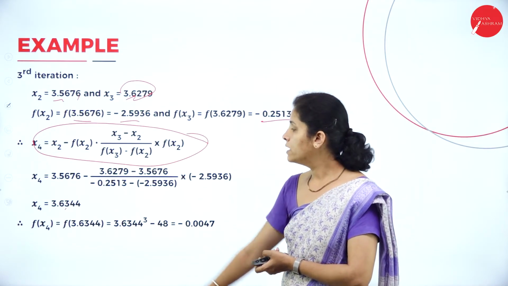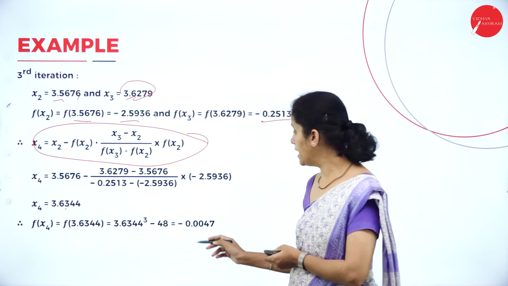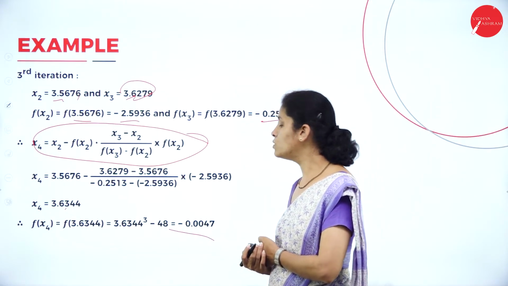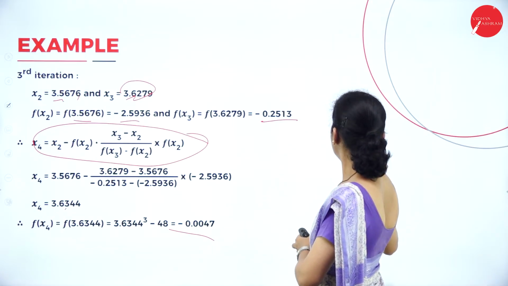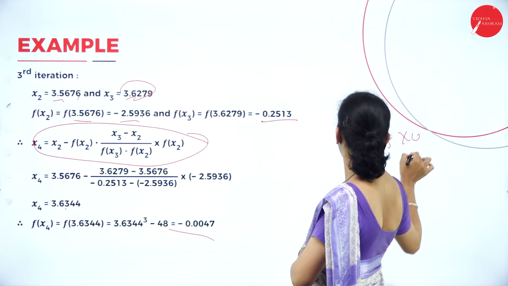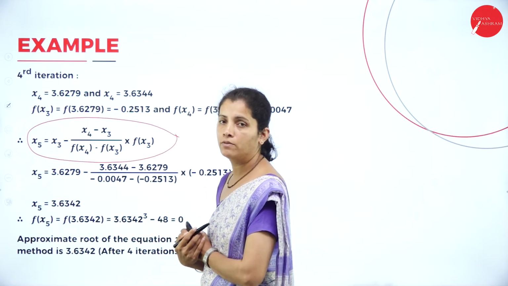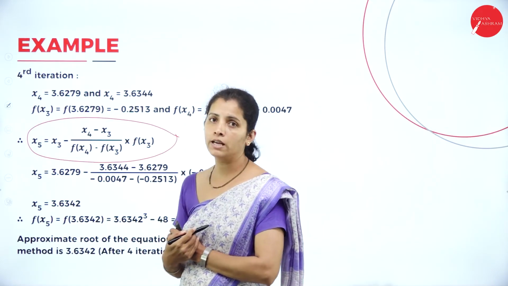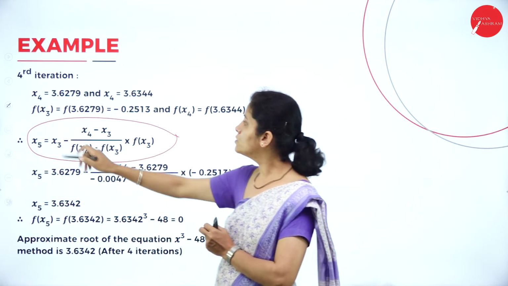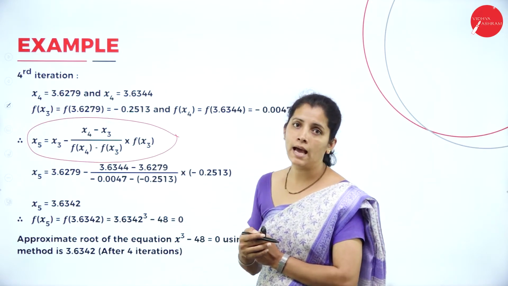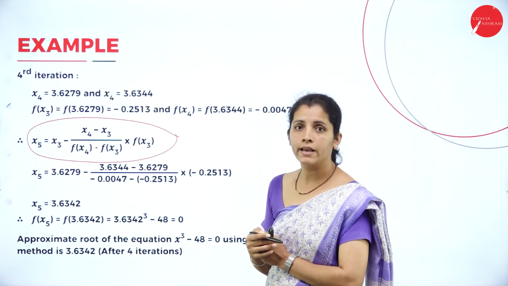3.6344. Now, if I find the f of x4, then I'll get minus 0.0047. And for the next iteration, I'm going to consider x3 and x4. Okay, and in this formula, I'm going to modify, that is x5. I'm going to find out x5. To find x5, I'm going to consider only x3 and x4. So I have both the values, x3 as well as x4.